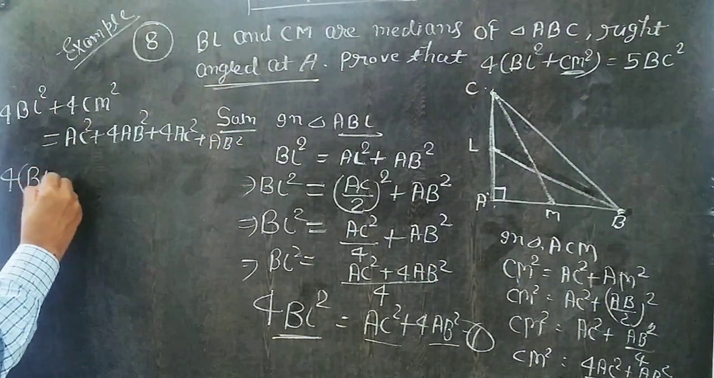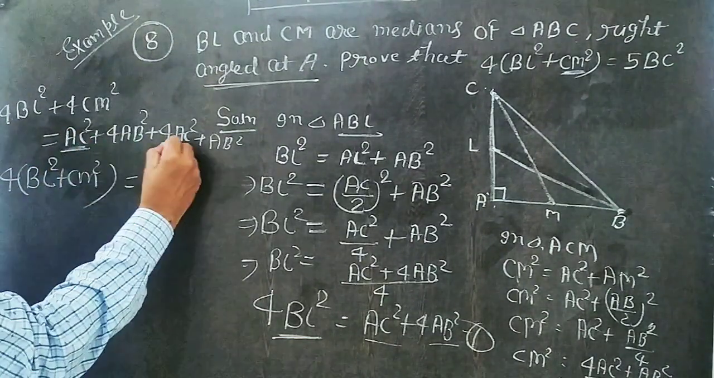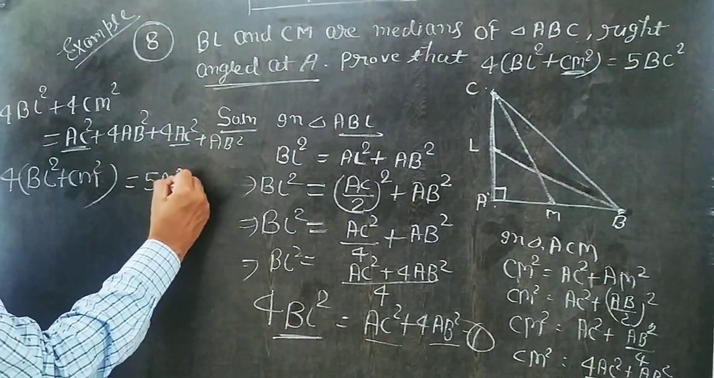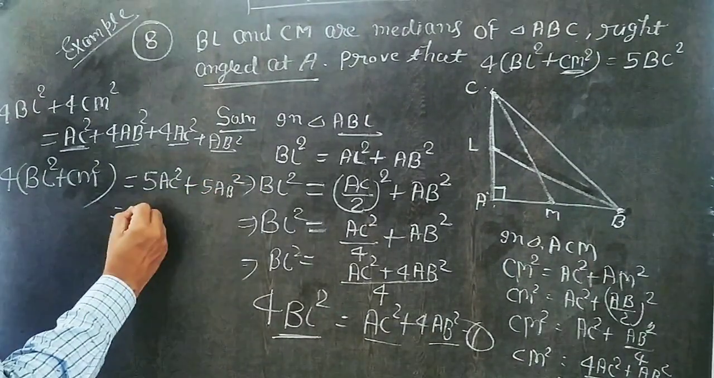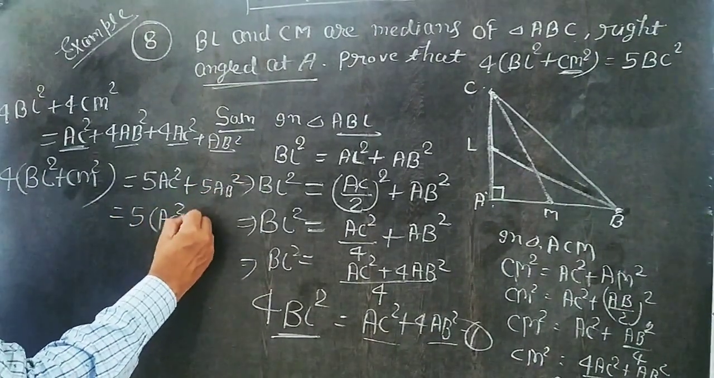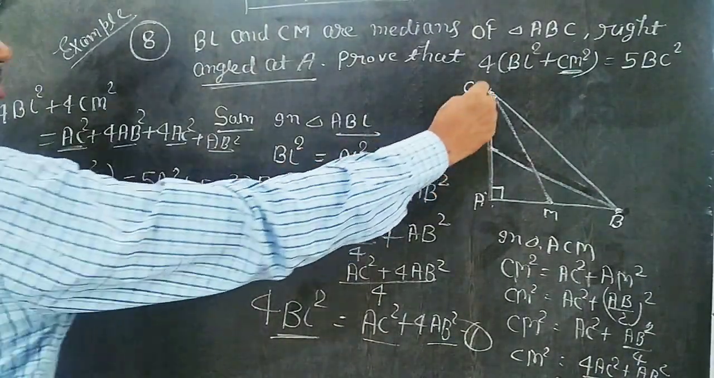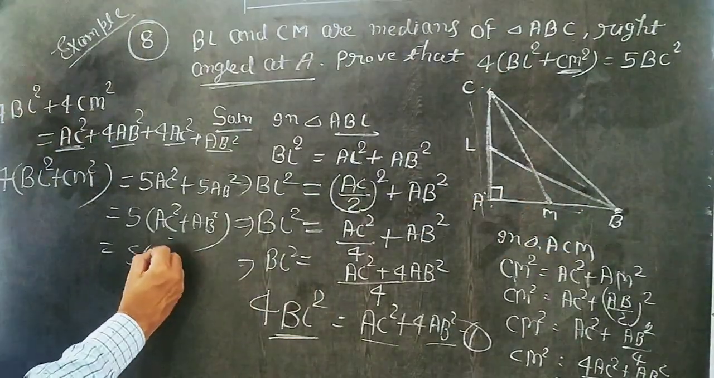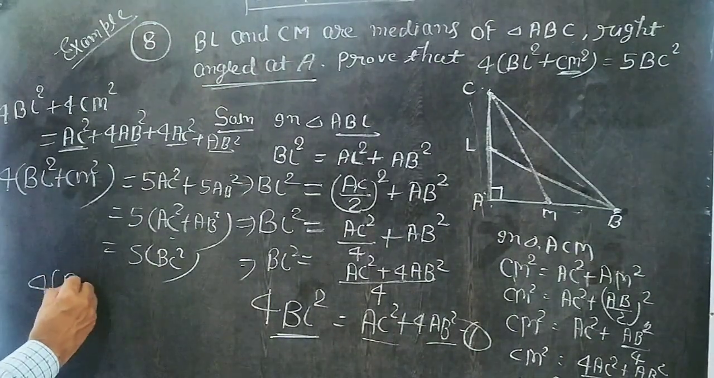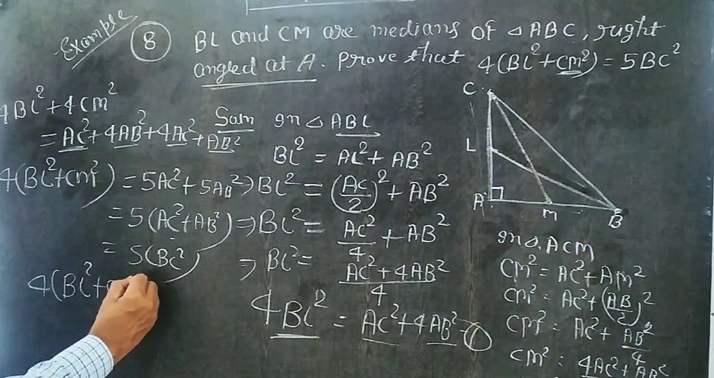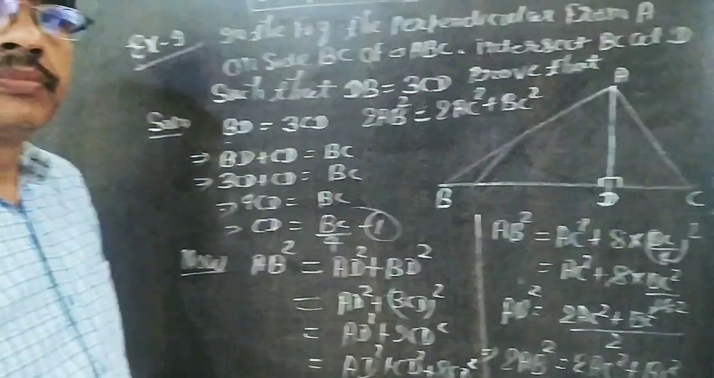What do you get here? Here you get BL square plus CM square, and there you get AC square plus 4AC square, 5AC square, and AB square plus 4AB square, 5AB square. Take 5 as common: 5 times AC square plus AB square. AC square plus AB square is equal to BC square. So you can write that 4 times BL square plus CM square is equal to 5 BC square. Proved. That is your question.